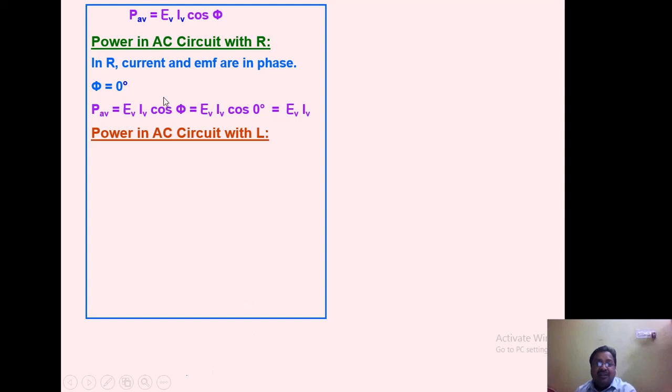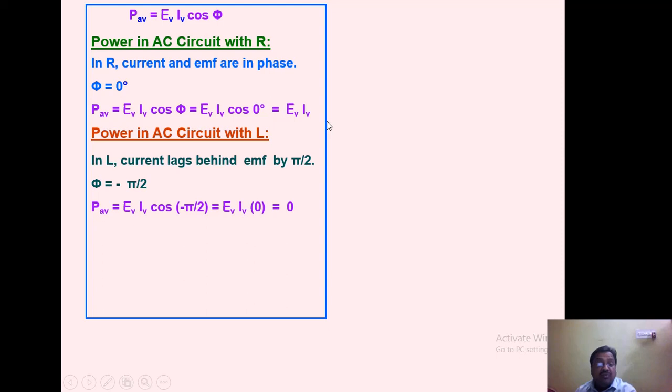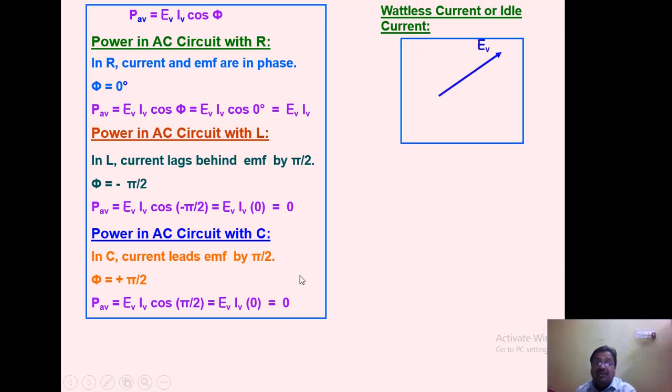Nevertheless, we may represent this in this particular way, to repeat the discussion. In a resistive circuit, current and EMF are in phase, so phi equals 0, so average power is maximum, as already pointed out: EV IV cos 0, that is equal to EV IV. For an inductive circuit, no power is consumed, no watt is consumed. And in a capacitive circuit, also phi equals pi by 2; for inductive it is minus pi by 2. Here also no power is consumed, no watt is consumed.